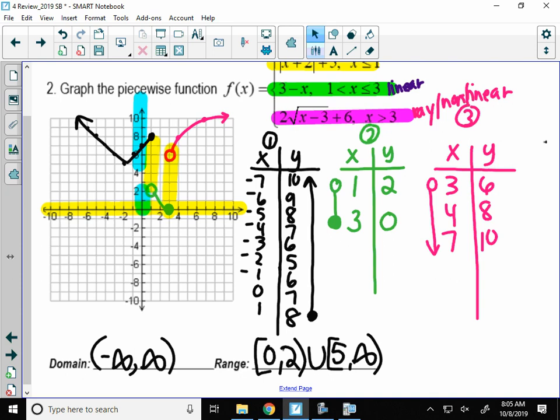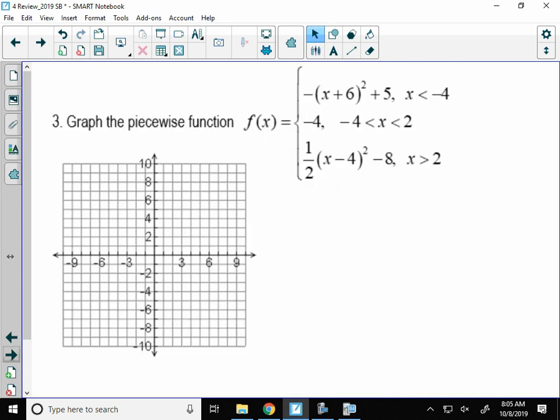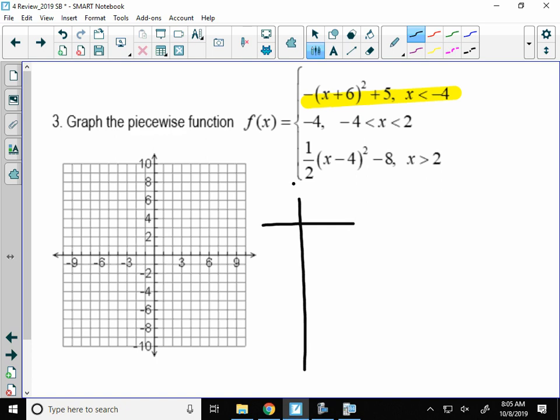All right, one more problem for part 1. Graph this piecewise function. Again, I'm going to use my calculator to help me. So the first equation here, I'm going to make a table. And again, if you don't want to make a table, that's okay. You can copy it from your calculator.